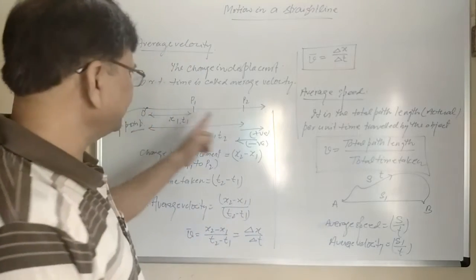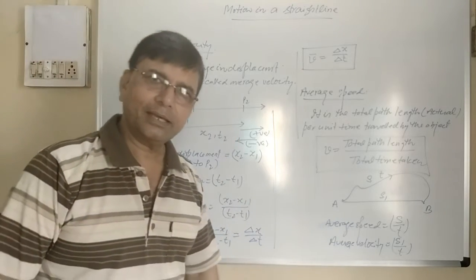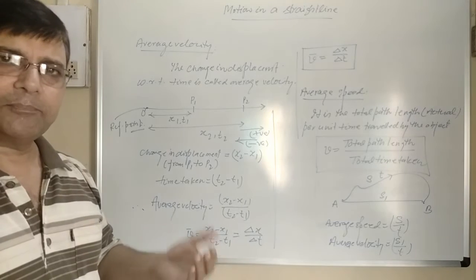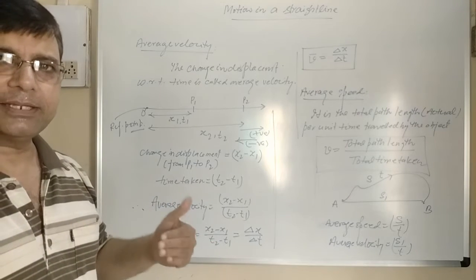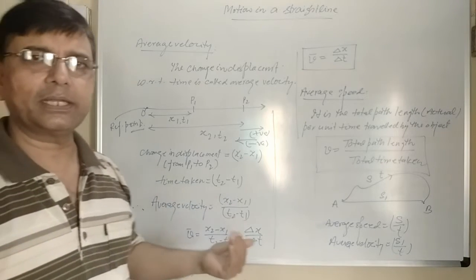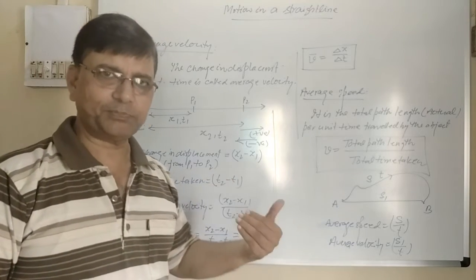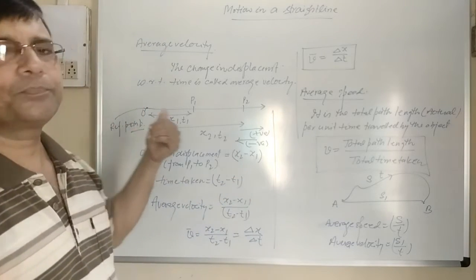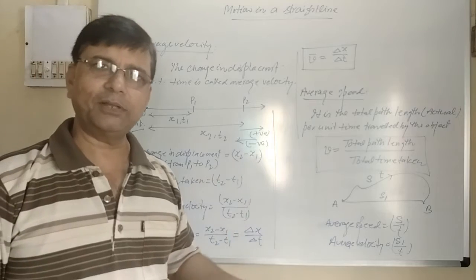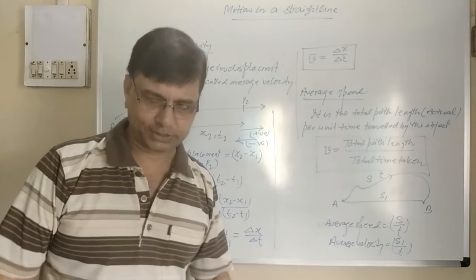But in linear motion, the average speed may or may not be equal to the average velocity. It depends on the displacement. If reversal is not there, then the average speed will be equal to the average velocity.